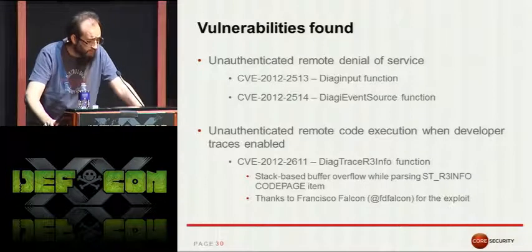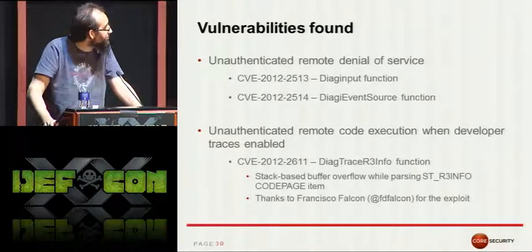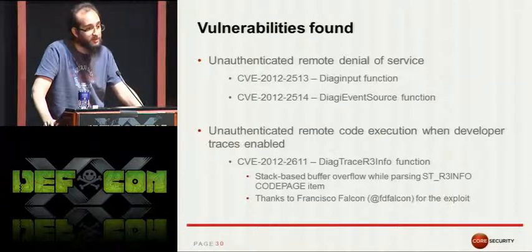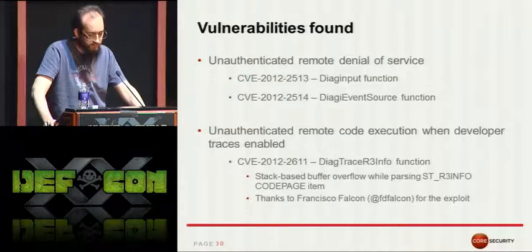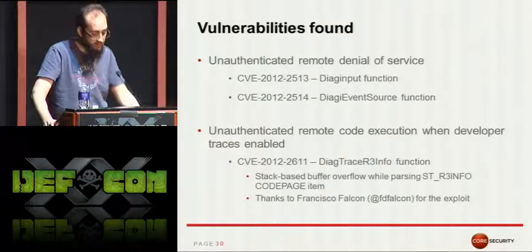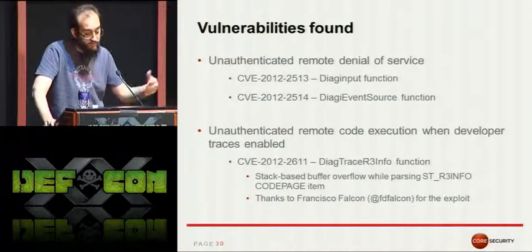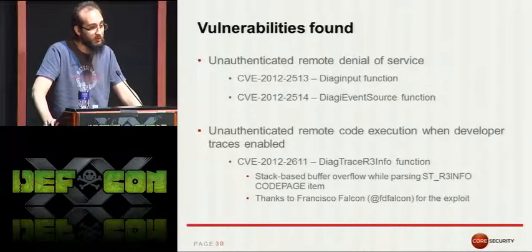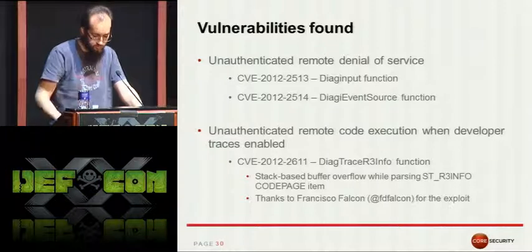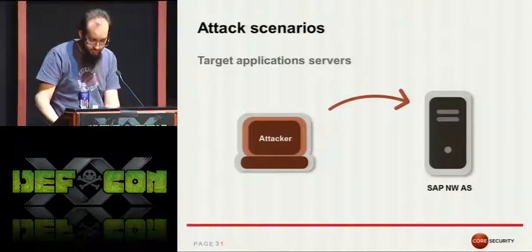And the other vulnerability, and the most interesting one, is remote code execution when the developer traces are enabled. It's basically a stack buffer overflow while the application server parses one special APP item. Francisco Falcón from Core's exploit team wrote the exploit for this issue, so thanks to him. I will show it.